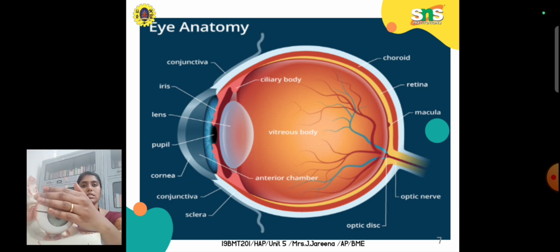The outer layer is the cornea, the front part of the eye. This is a glass-like thing, right? This front part of the eye is called the cornea, the outermost layer, and the whitish part of the eye is called the sclera. The sclera is made up of hard tissue.